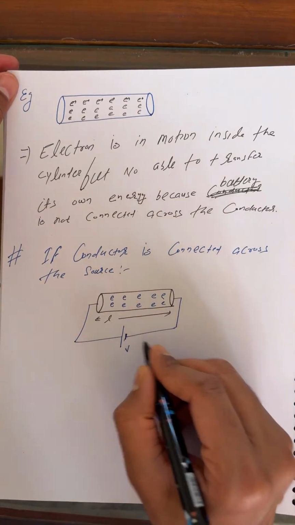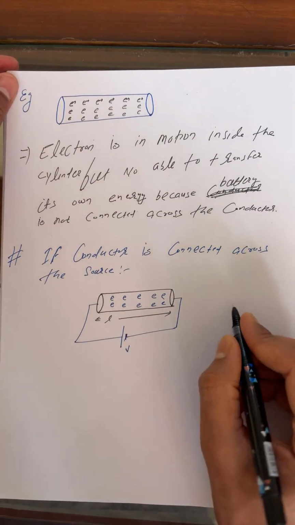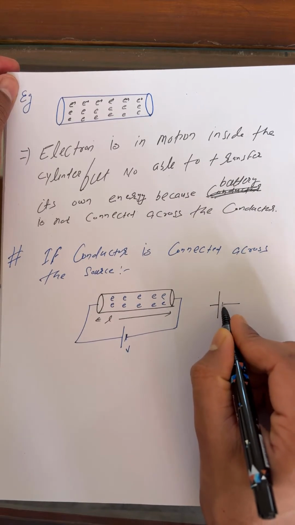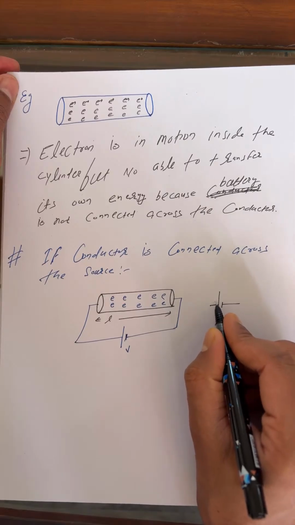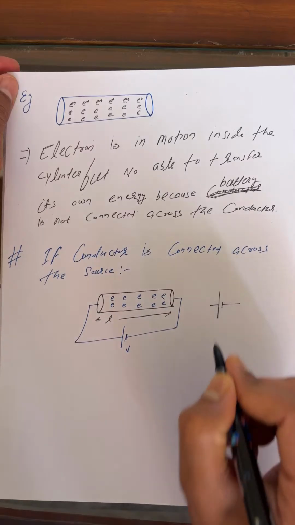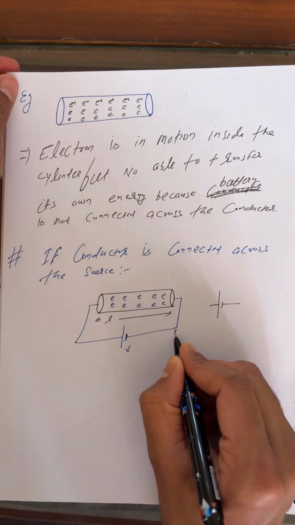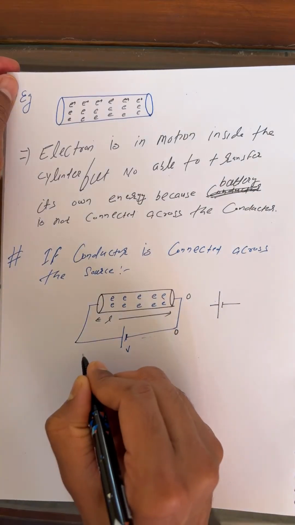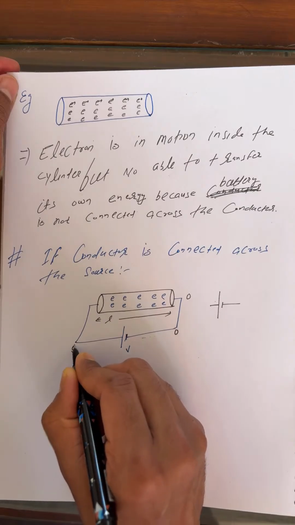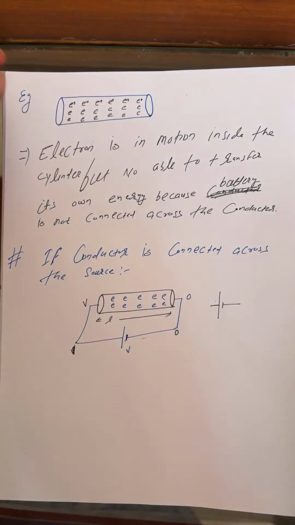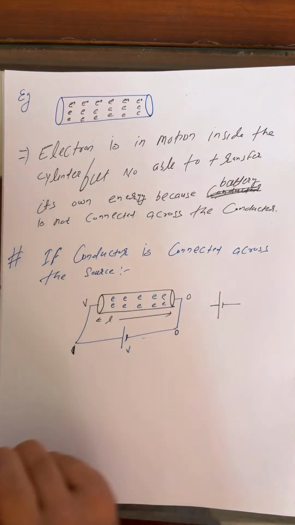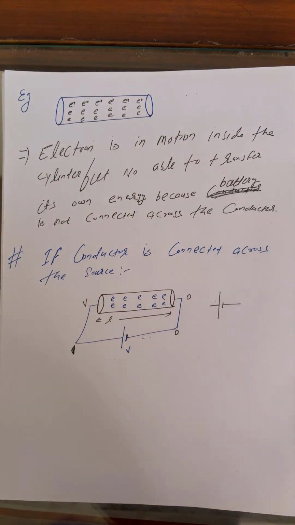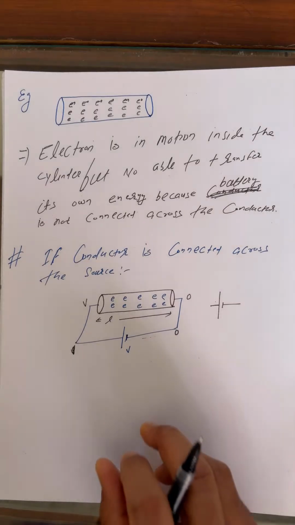Now you can see the lower terminal of the battery, and I'll discuss the concept of the battery very soon. This is the lower terminal of the battery, which I'm considering as zero potential. This is potential V. So across the conductor there is V volt of potential difference.